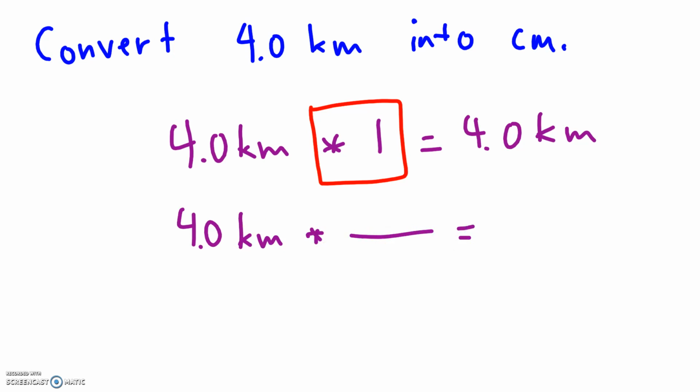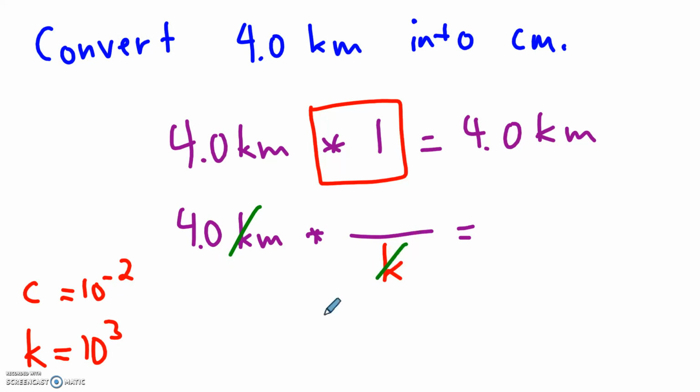Instead of multiplying by the number 1, I'm going to multiply by a fraction which equals 1. So in particular, the prefix kilo stands for 10 to the 3. The prefix centi is 10 to the minus 2. So if I want to convert and get rid of the kilo, then I need to put kilo on bottom so that the kilo in the numerator will cancel with the kilo in the denominator. Kilo over kilo is just 1.